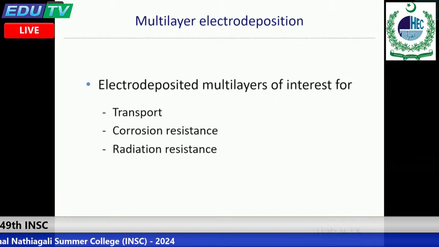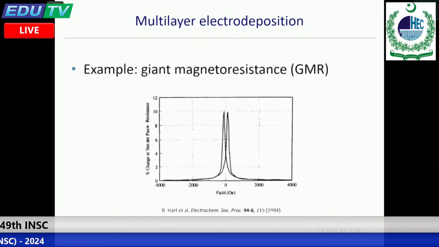Multilayers that I'm referring to are basically structures consisting of one metal alternating with another. But why they're nanostructures is that the individual layers are really, really thin. And they're of interest for transport measurements. They're of interest because such films could have enhanced corrosion resistance. They can also have enhanced radiation resistance.